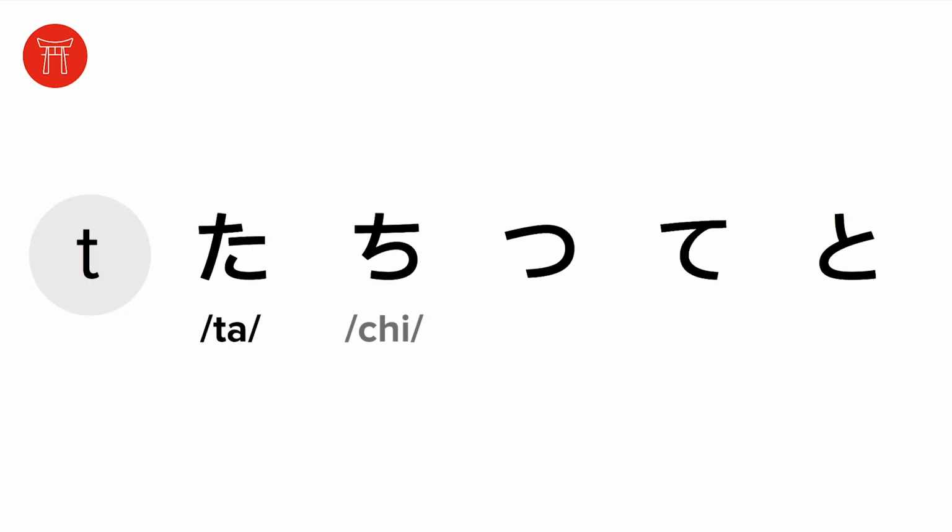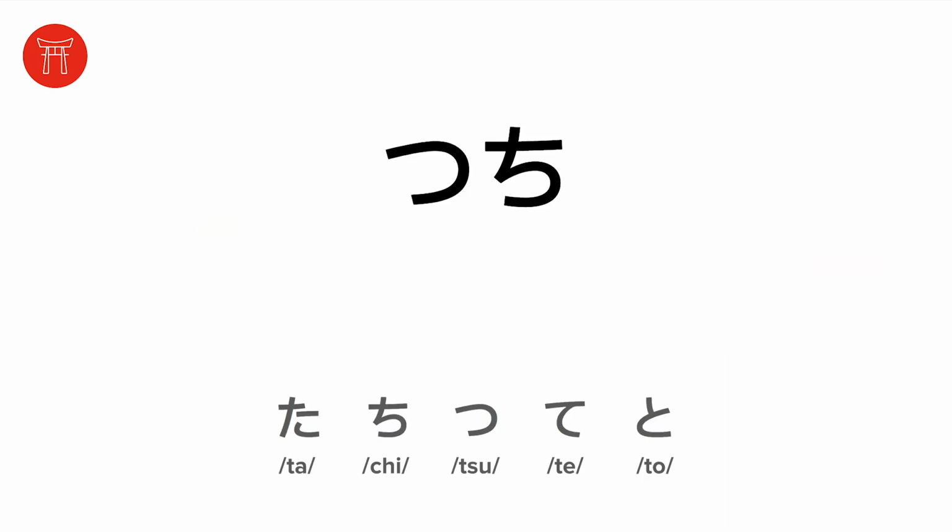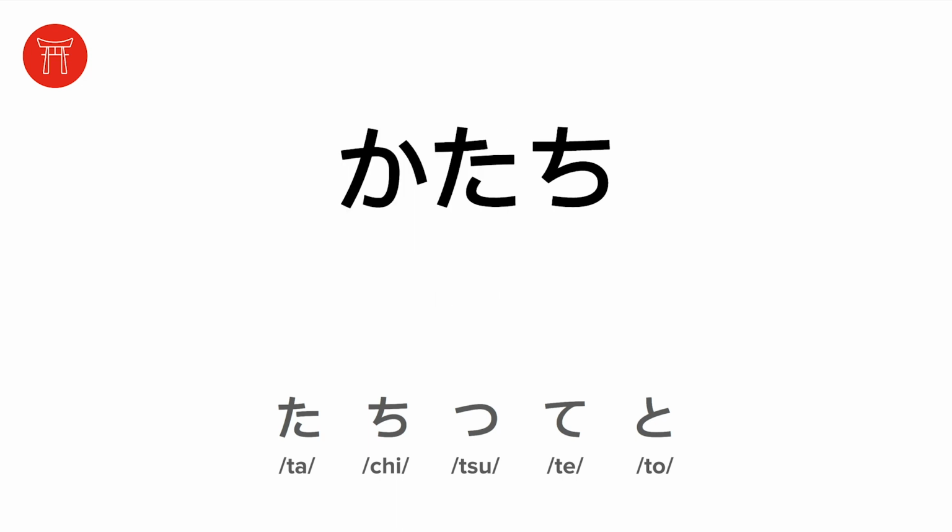Next. Ta, chi, tsu, te, to. Here, chi sounds like chi in chip. Also, tsu is similar to the ts sound found in cats. Let's practice them in words. Tsu, chi, tsuchi. It means soil or dirt. And ka, ta, chi, katachi means a shape.